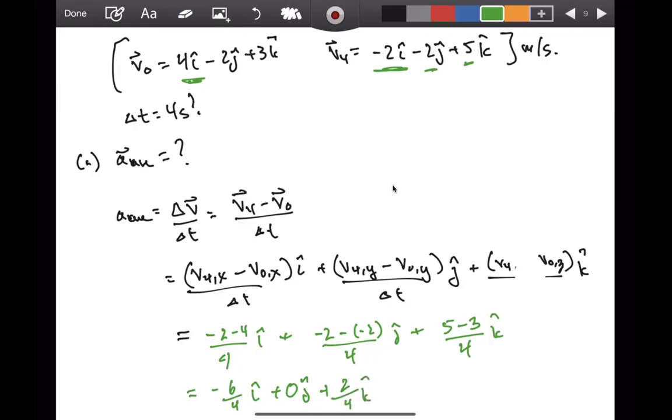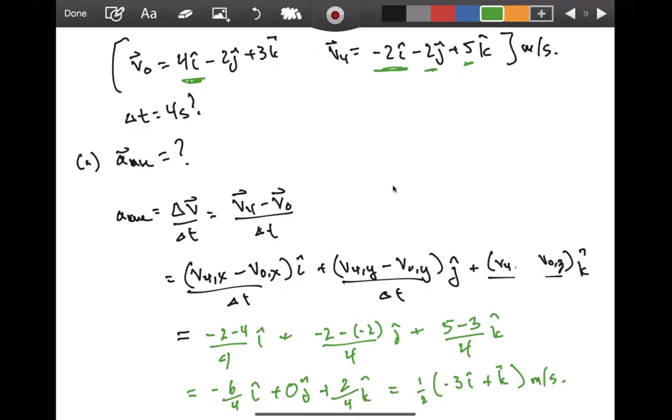Now, this first term, of course, is the same thing as -3/2. So finally, I can rewrite this then as what? -3/2 and 1/2. So let's pull out the 1/2. So we're going to get a -3 in the i hat direction plus k hat, meters per second squared. So good. So this then is my average acceleration.